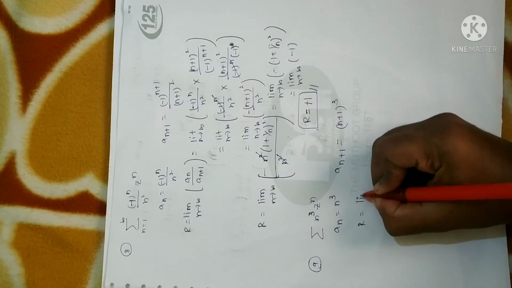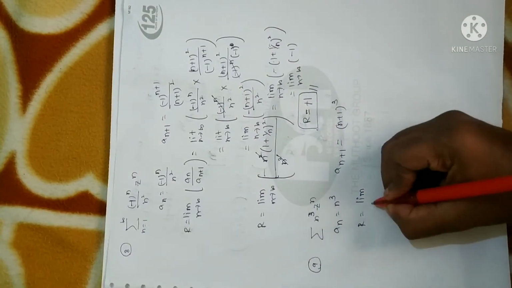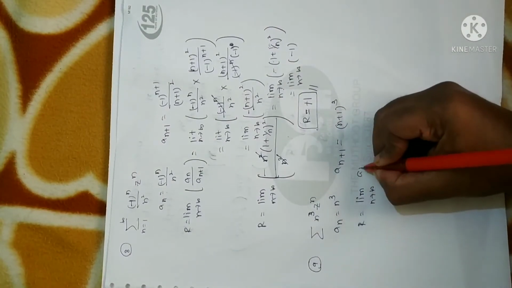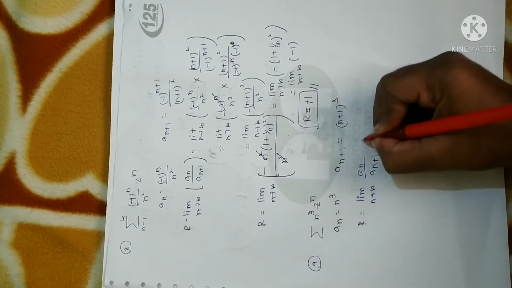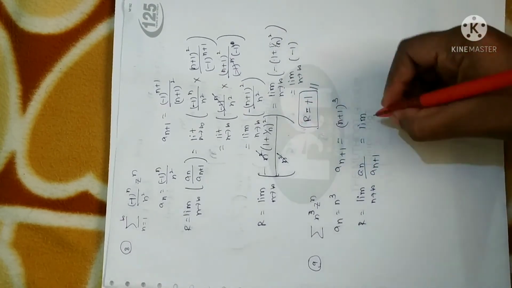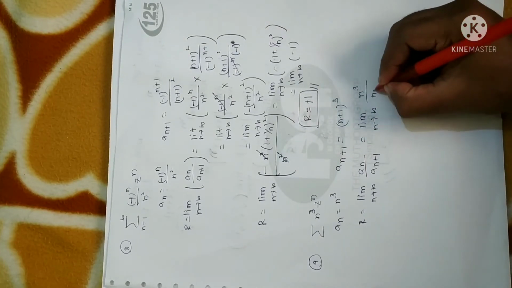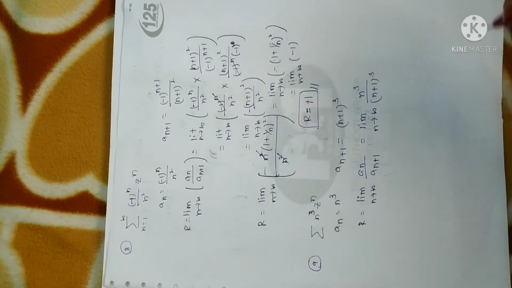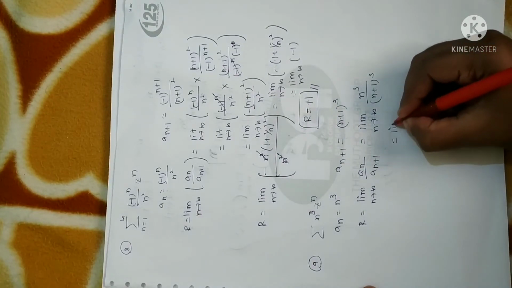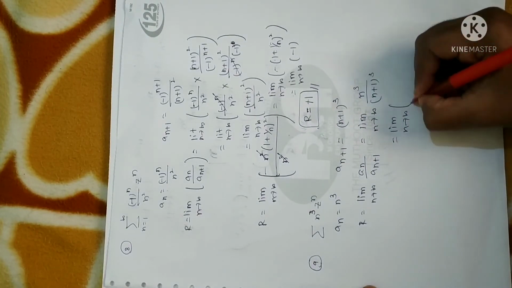R is equal to limit n tending to infinity an divided by an plus 1. Now, substitute the terms. Limit n tending to infinity, an is n cube divided by an plus 1, which is n plus 1 whole cube. Now, let me simplify this. Limit n tending to infinity, I'll keep the numerator as it is.